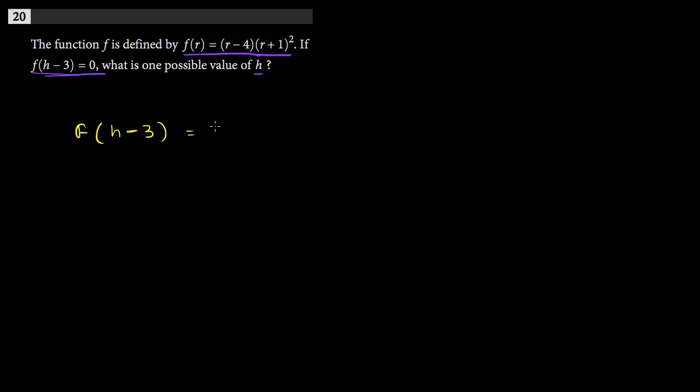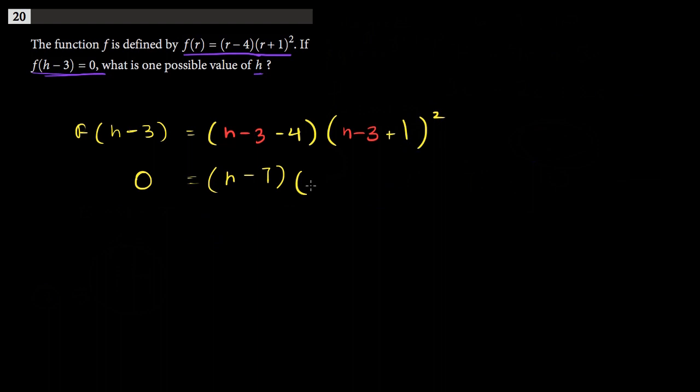Okay, and so it becomes h minus 3 minus 4 into h minus 3 again plus 1 squared. And f of h minus 3, they already say is equal to 0. So this actually should be 0 on the left hand side. I can simplify this. h minus 3 minus 4 is h minus 7, and h minus 3 plus 1 is h minus 2 squared.